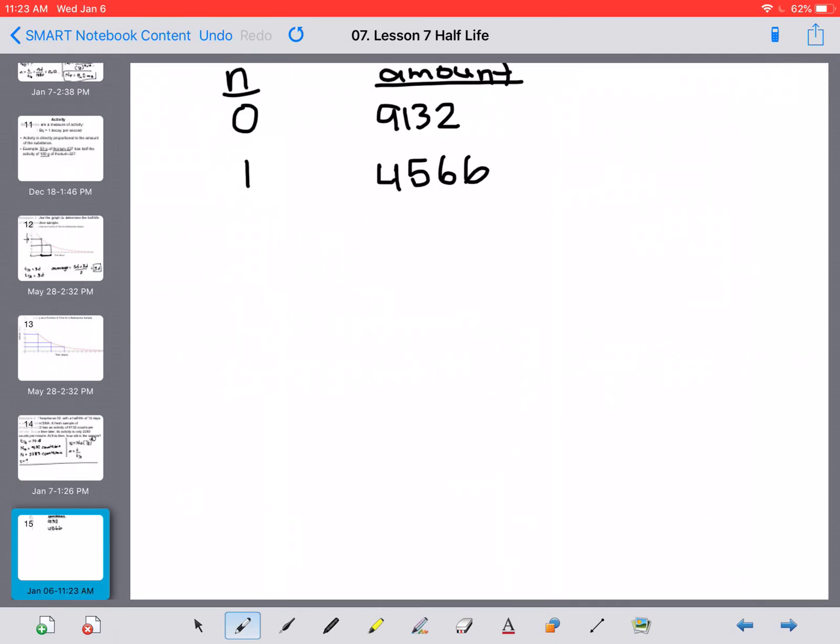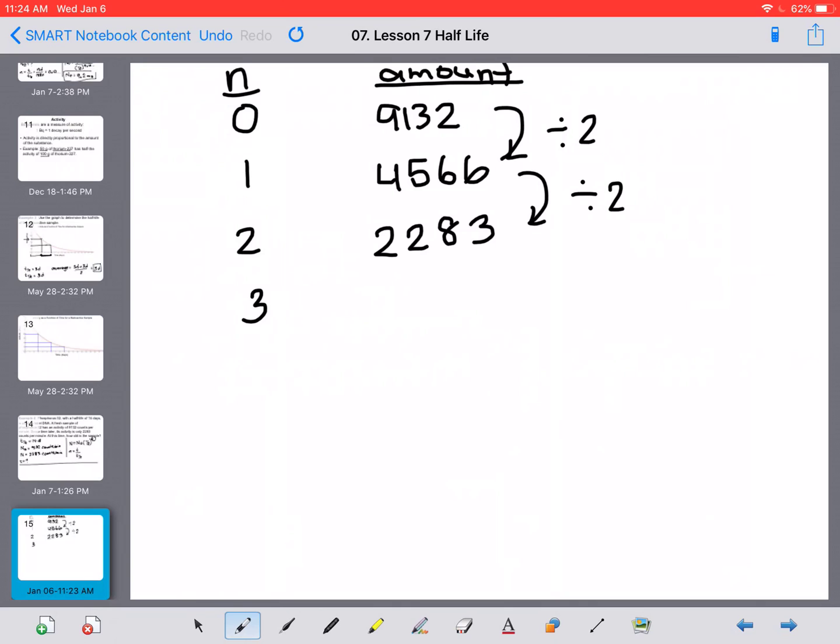And then I do this again. So after 2 half-lives, now the amount is 2283. So each time that I do a new row, I'm just taking the value from directly above and dividing by 2. So I can do this again. And I'll do it one more time.